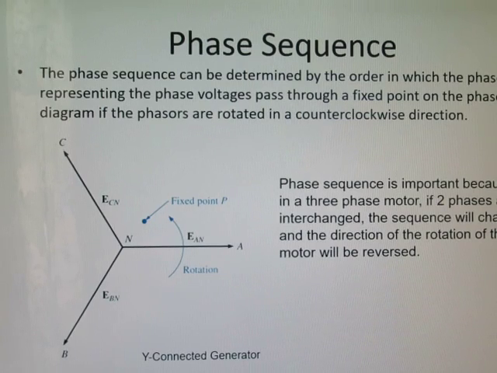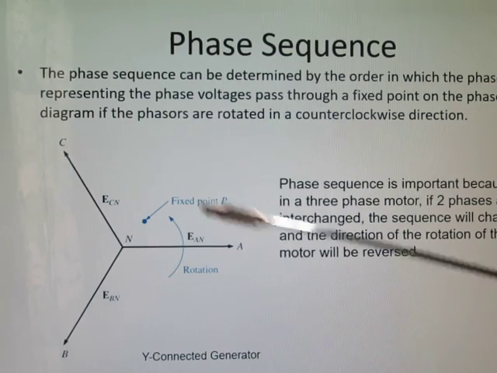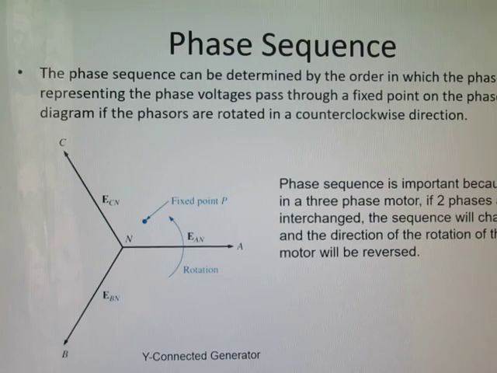Sequencing. The sequence is determined by rotating the vectors. So here we have the vectors A, B, and C. If we have a point P here and we rotate these vectors counterclockwise, we'll notice that A will hit this place first, then B, then C. So we would say that this is an ABC sequence. That's important because if two phases are interchanged, the direction of rotation of the motor would be reversed. We're going to stick with the ABC sequence for our computations during this presentation.